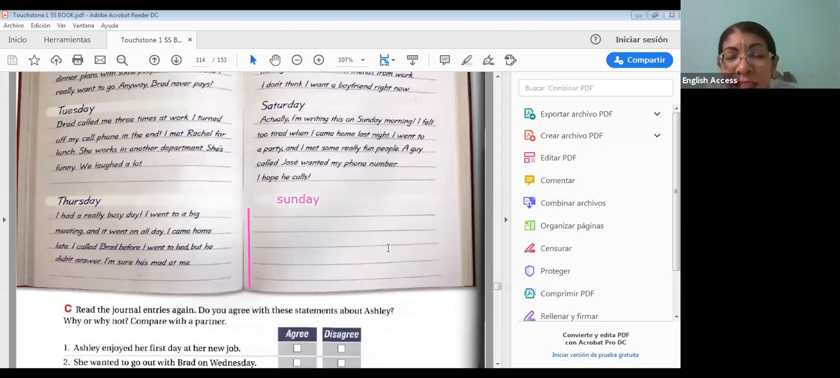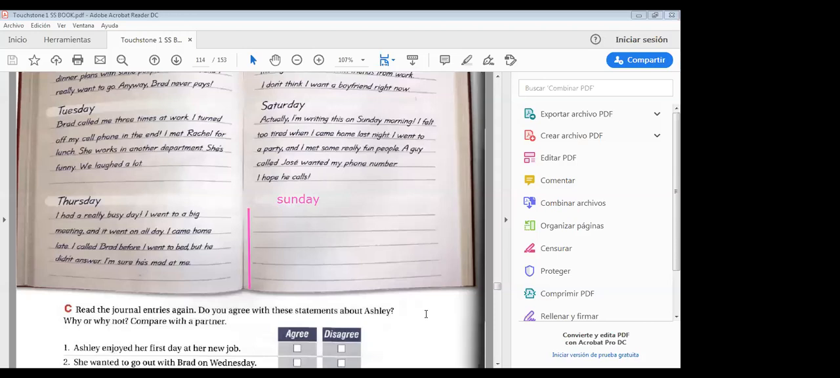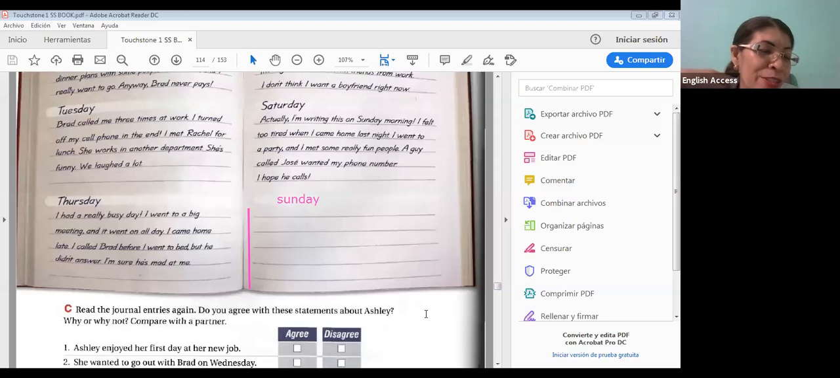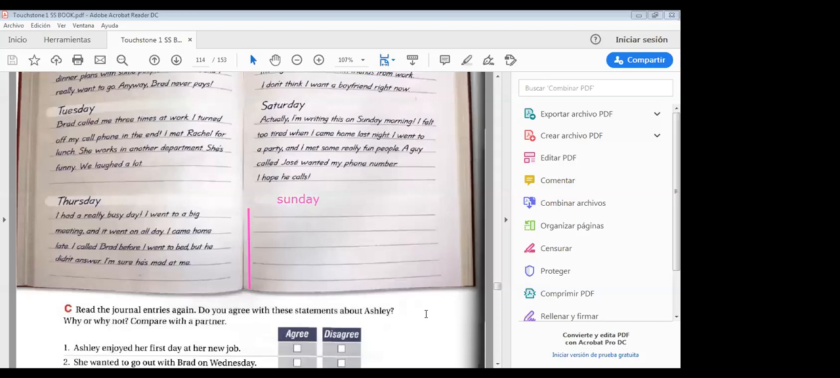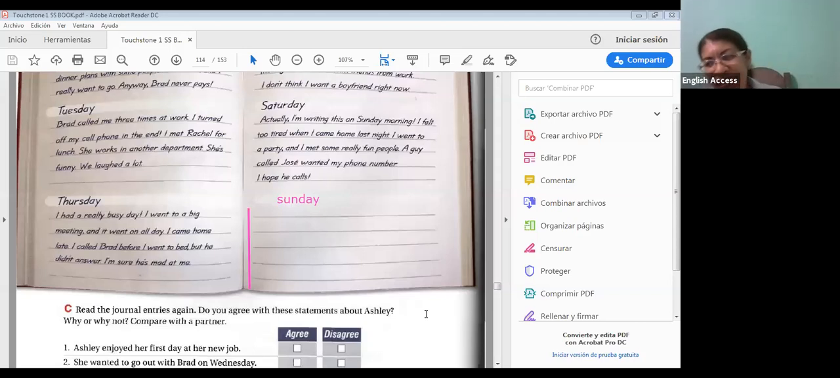Luis, you're going to continue with the journal. I want you to, one more time, imagine that you're Ashley and tell me what happened on Monday. Did Jose call? Did she go out with him? Did she come back with Brad? I don't know. Try to finish the story. Okay, Luis? How much time do you want? 2 minutes? Okay, so you have 2 minutes. So go ahead. It's Sunday, remember.